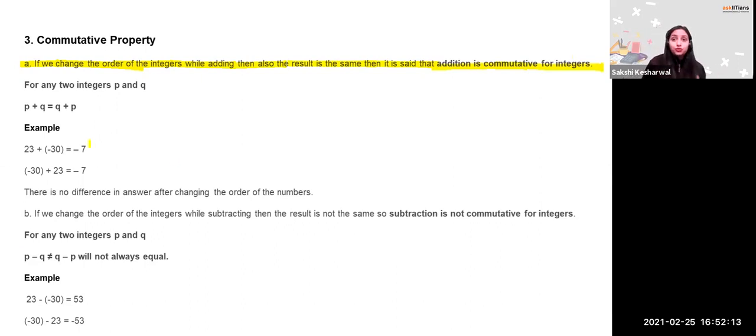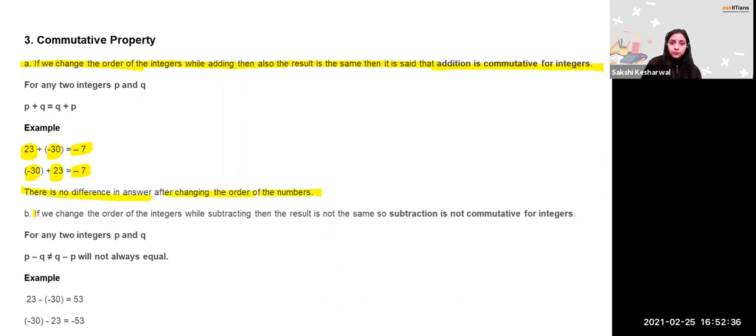But is it true for every integer? If I write 23 minus 30, the answer is what? Minus 7, right? But if I write minus 30 and plus 23, the answer is still 7 in magnitude, because you are subtracting and putting the negative sign. So there is no difference in the answer after changing the order.